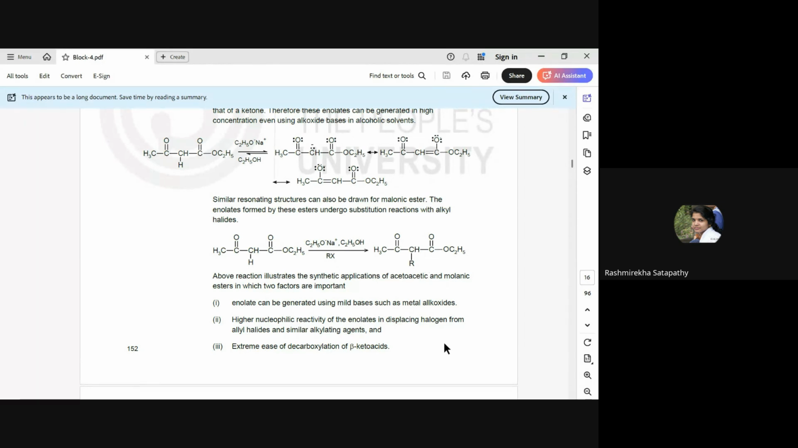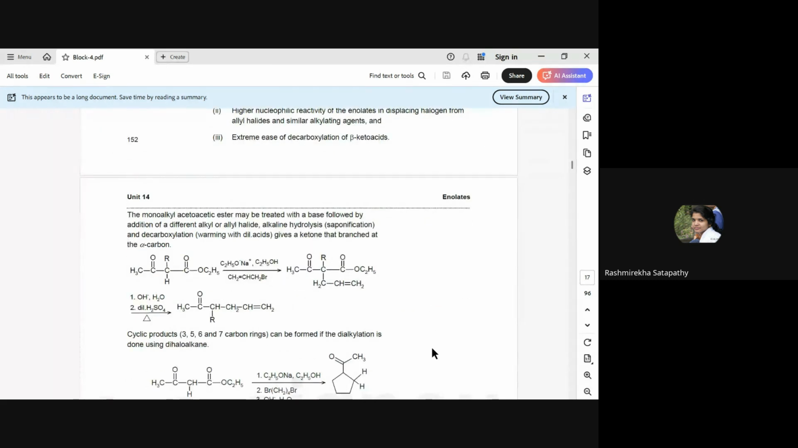The above reaction illustrates the synthetic application of acetoacetic and malonic ester, in which two factors are important. Enolate can be generated using mild bases such as metal alkoxides. Higher nucleophilic reactivity of enolate in displacing halogen from allyl halides and similar alkylating agents. And the extreme ease of decarboxylation of beta keto acids.